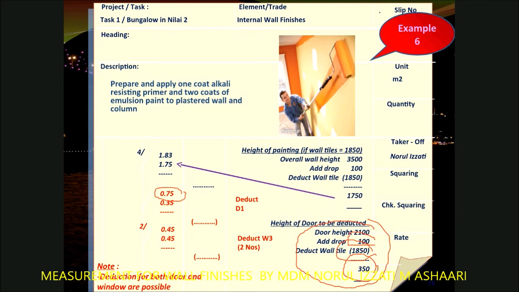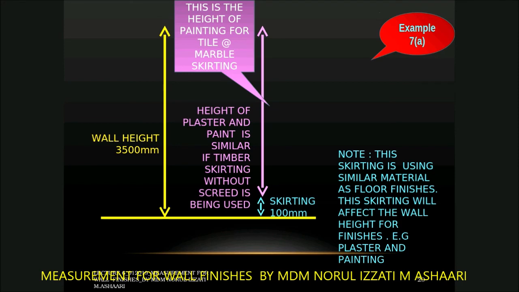This is the example where the door is attached with 1850 height. So you have to deduct the W3. This is an example. But what I would like to highlight is to make sure you deduct the door according to what had been attached to the components. This is the example where the door that needs to be deducted is attached with the painting. Look at this. This is painting.